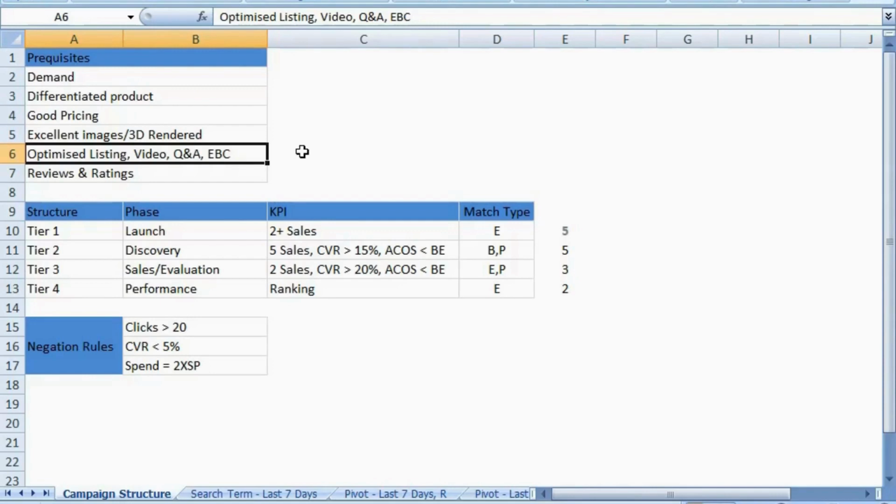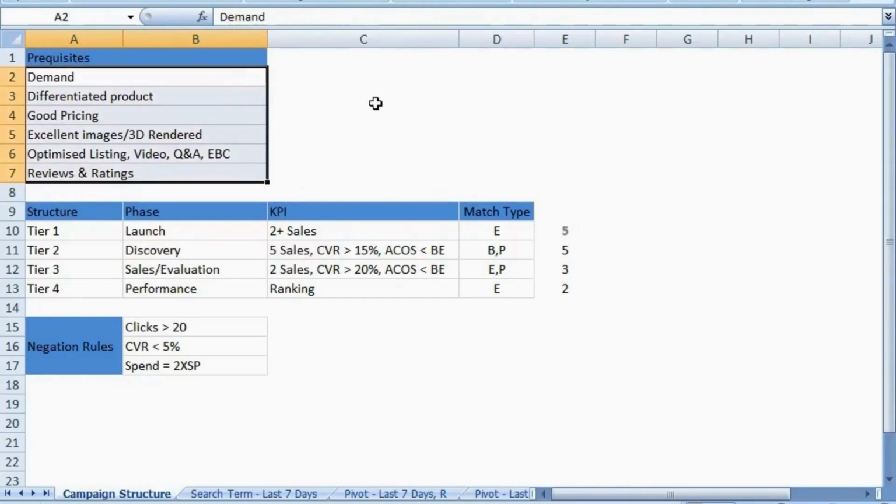Certainly you also need to make the best use of EBC, and then you have your reviews and rating. So these are all prerequisites. This is just like a launch pad. Before launching a rocket into space, firstly you need to have your foundations right, isn't it? Otherwise your rocket will not fly straight up, right? It will go sideways. Likewise, before launching your products, before managing any of your PPC campaigns, it's very important that you have all these things in the right places.